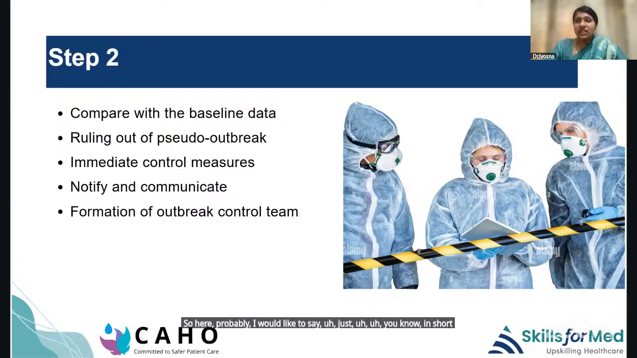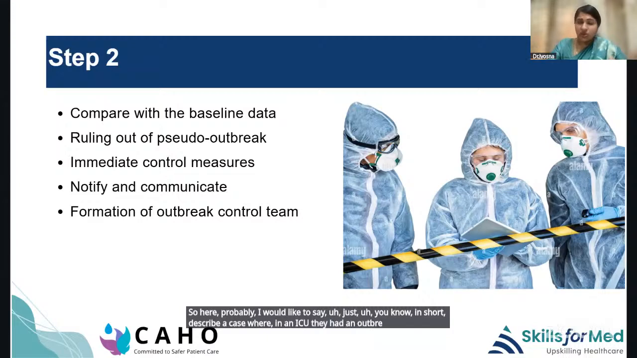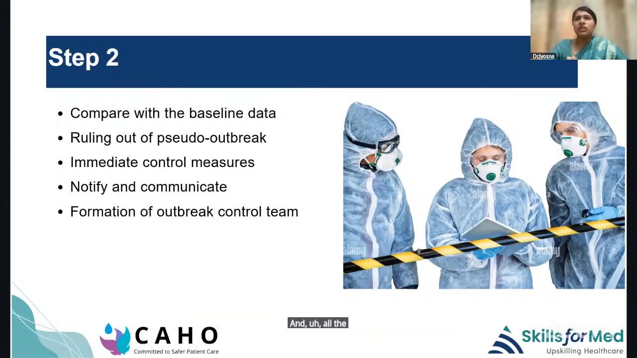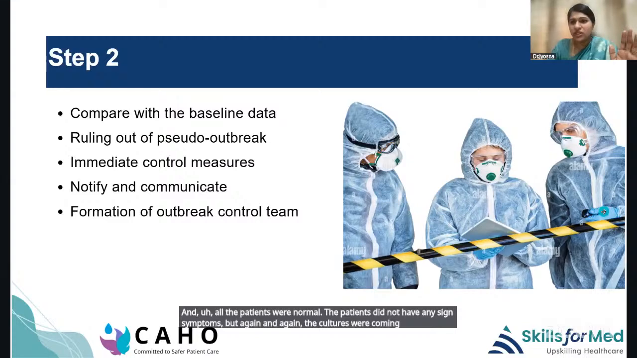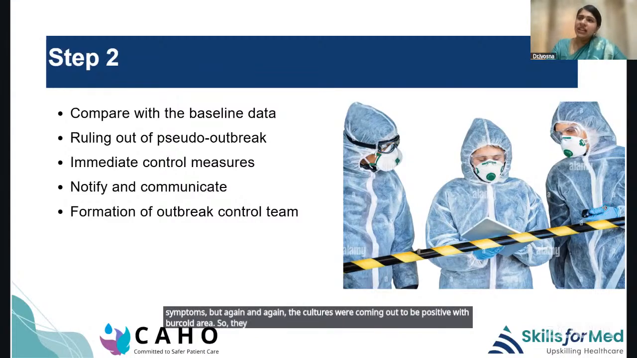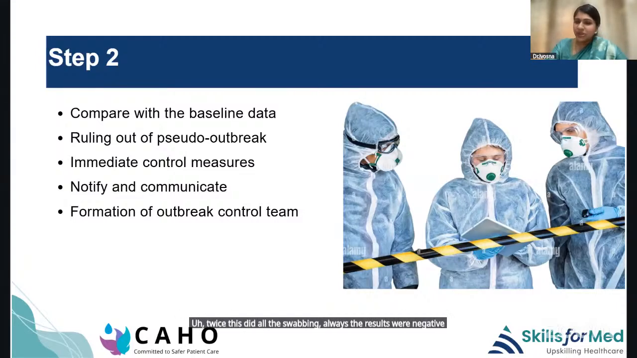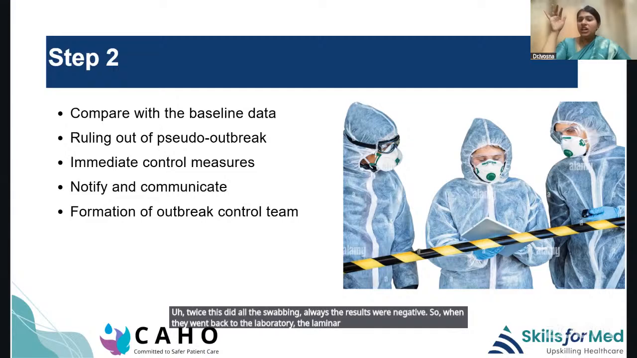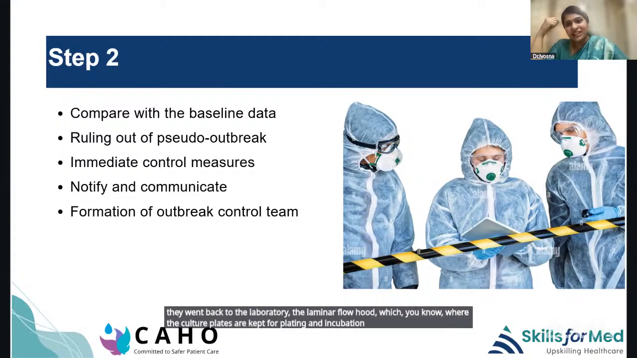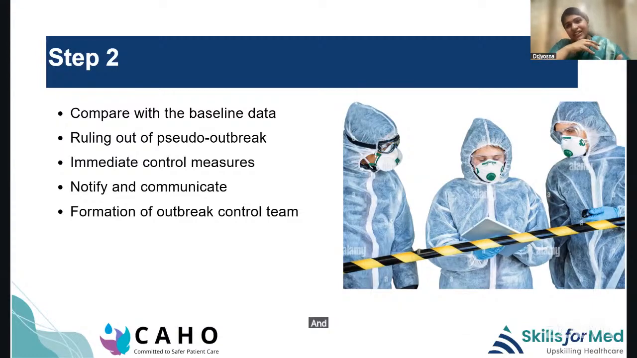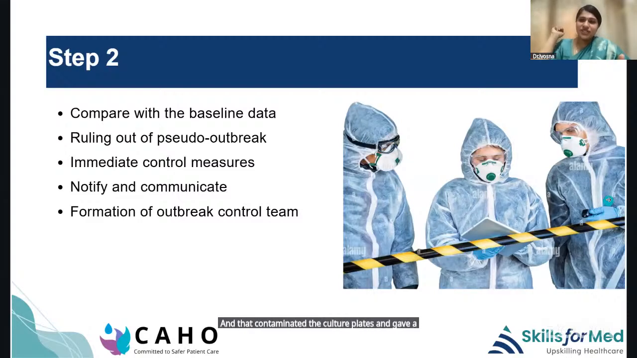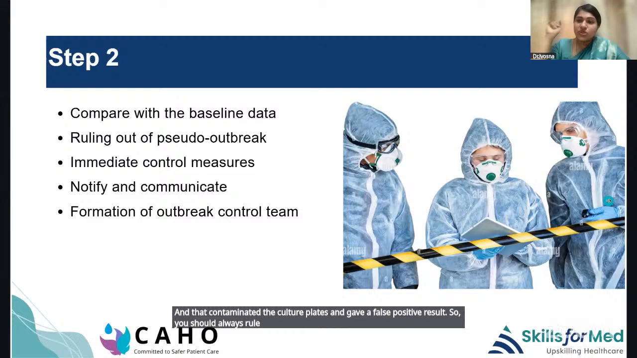Here I would like to describe a case where an ICU had an outbreak of Burkholderia, and all the patients were normal. The patients did not have any signs or symptoms, but again and again the cultures were coming out positive with Burkholderia. So they started swabbing the entire ICU, all the equipment. Twice they did all the swabbing, always the results were negative. When they went back to the laboratory, the laminar flow hood, where the culture plates are kept for plating and incubation, was actually contaminated with Burkholderia, and that contaminated the culture plates and gave a false positive result. So you should always rule out these pseudo outbreaks.